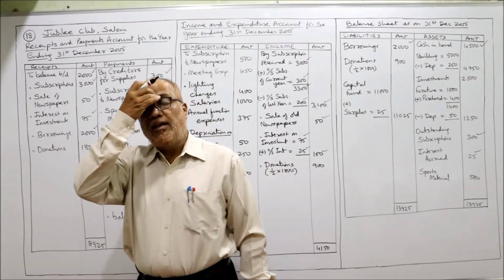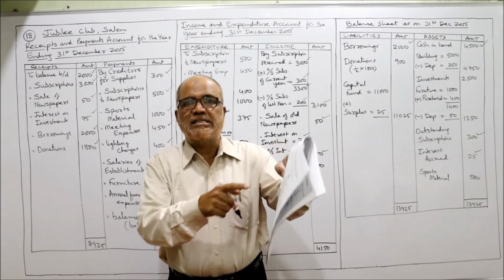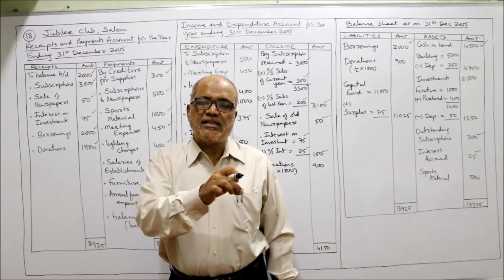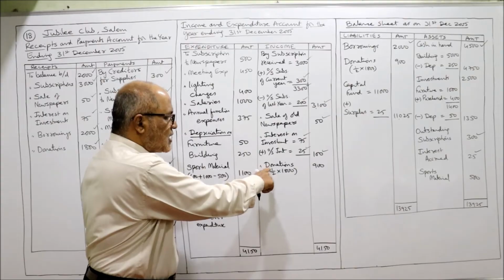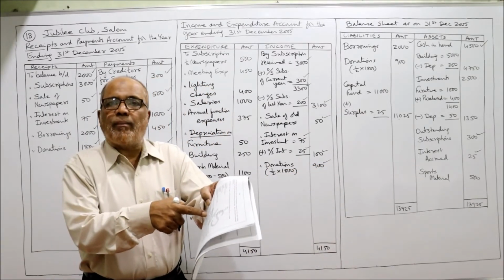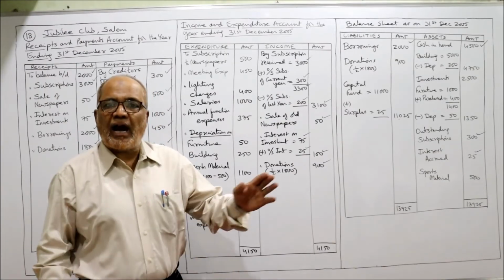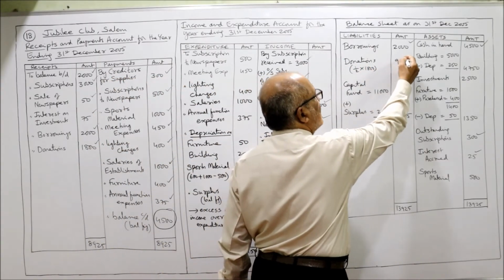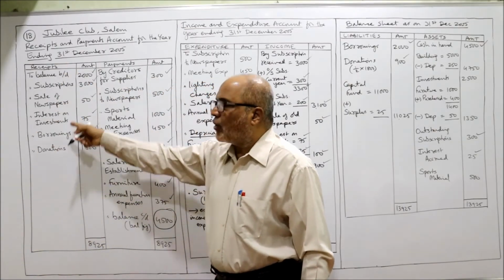Donation 1,800. Regarding donation, it is given that half of the donation should be capitalized. 1,800 half, 900. 900 treat it as income and the remaining 900 to the balance sheet. So donations, half of 1,800, 900. So only half is treated as income and the remaining half goes to the balance sheet. On the receipt side, I have completed all the items.